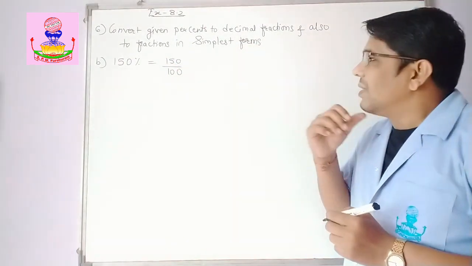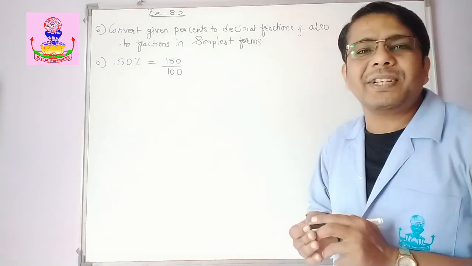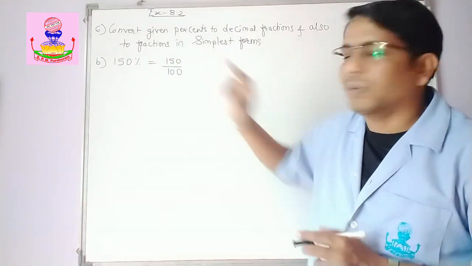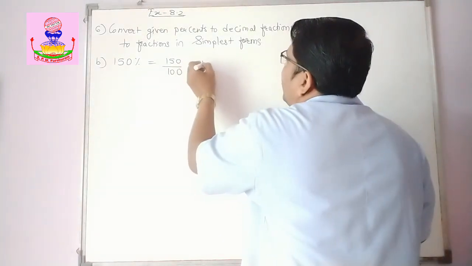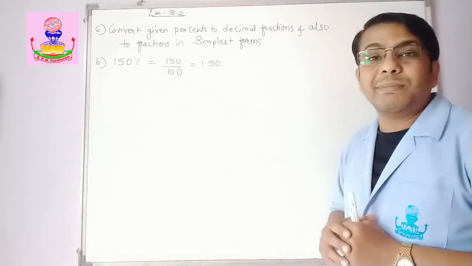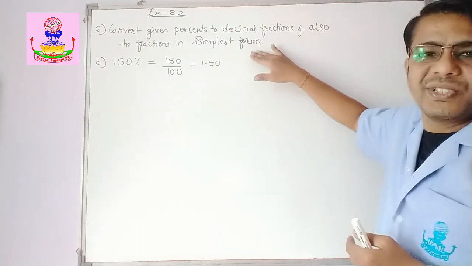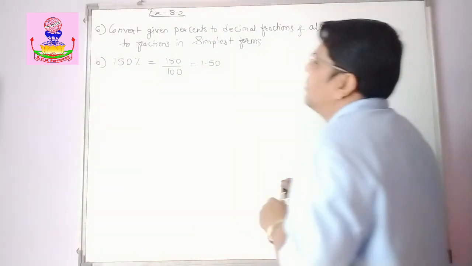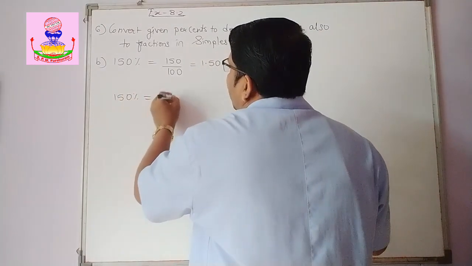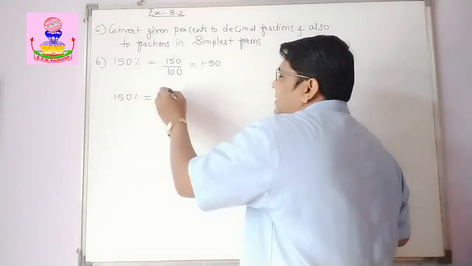Okay, so we want to convert this to decimal form first. So 150% means what? 150 upon 100. Now give the decimal point: after 2 digits from the right-hand side towards the left-hand side. So my answer is going to be 1.50. So this is the decimal form.